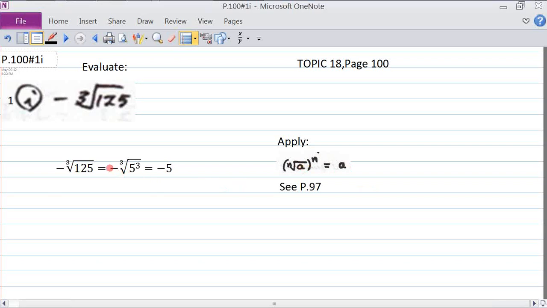Because of the minus sign outside the cube root, there's a minus here. This minus is this minus. So the cube root of 5 cubed is 5.